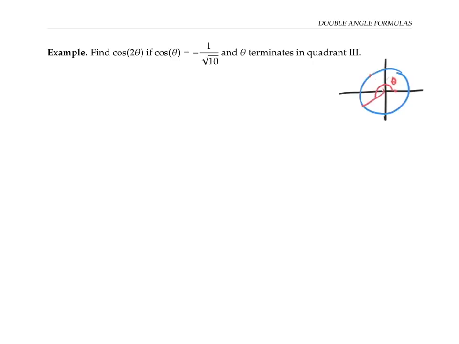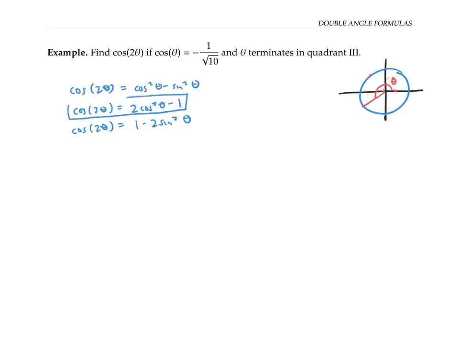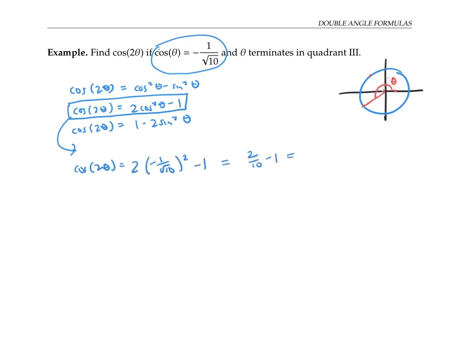We have a choice of 3 formulas for cosine of 2 theta. I'm going to choose the second one because it only involves cosine of theta on the right side, and I already know my value for cosine theta. Of course, I could use one of the other ones, but then I'd have to work out the value of sine theta. So plugging in, I get cosine of 2 theta is twice negative 1 over root 10 squared minus 1, which simplifies to 2 tenths minus 1, or negative 8 tenths, negative 4/5.